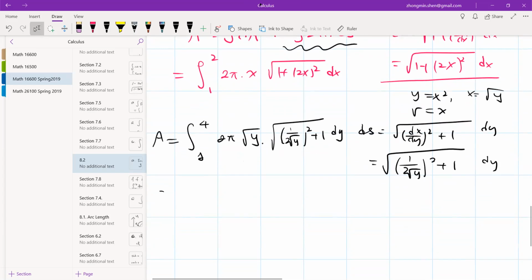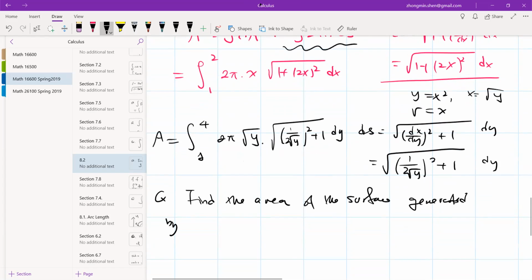Similarly, here's the next problem. Find the area of the surface generated by rotating the curve y equals e to the x, where x is between 0 and 1, about the x-axis.